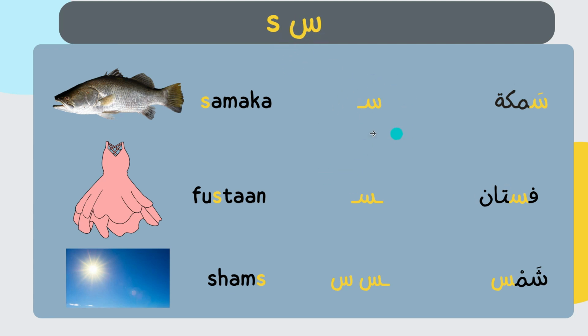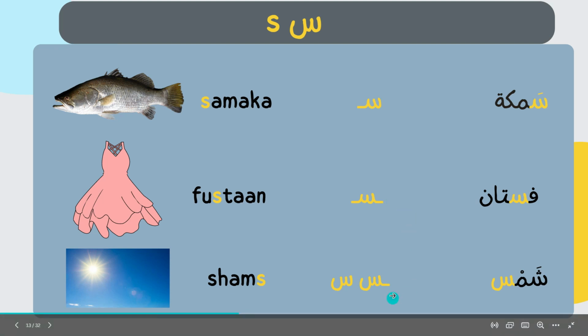The first or the initial shape for this letter is just the first half of the letter, the 3 teeth, then we straighten the line like this. In the middle, it's the same as the beginning but with a linking arm from this side. And in the end, it's either connected or separated depending on the letter before.